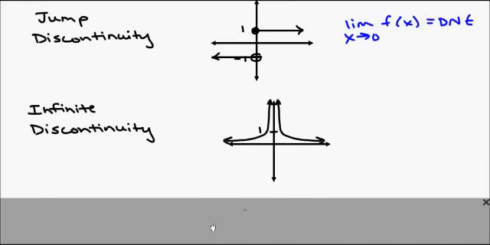Okay, and infinite discontinuity. So the limit here also does not exist because you're going up towards infinity. There is no limit. Yeah, there's a vertical asymptote right here. So you can't get rid of that.